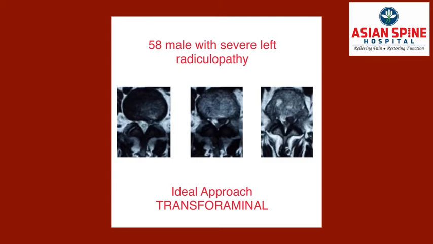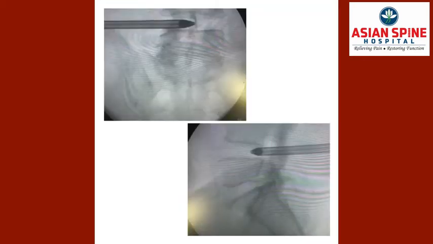So in such cases, the ideal approach would be transforaminal. In this case, I did a left-sided transforaminal approach. For any beginner, the placement of the cannula, that is the initial dilator placement, should be in the midline in the AP view on X-rays, and in the lateral view, it should be in the posterior one side. If you follow this, most of the time we avoid injuries to the exiting nerve, and for a beginner it is always safe.